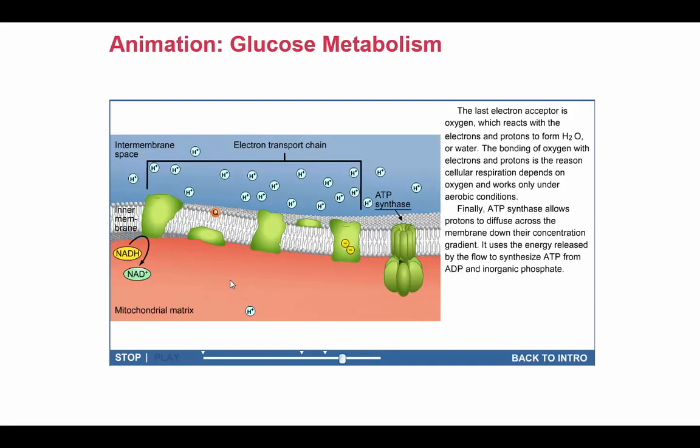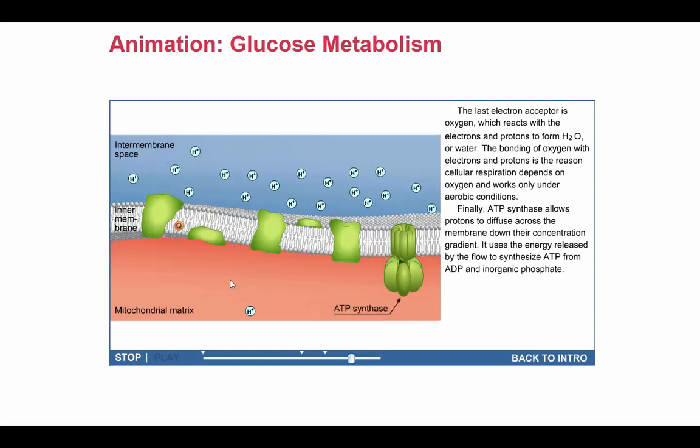The last electron acceptor is oxygen, which reacts with the electrons and protons to form H2O, or water. The bonding of oxygen with electrons and protons is the reason cellular respiration depends on oxygen and works only under aerobic conditions. ATP synthase allows protons to diffuse across the membrane down their concentration gradient. It uses the energy released by the flow to synthesize ATP from ADP and inorganic phosphate.